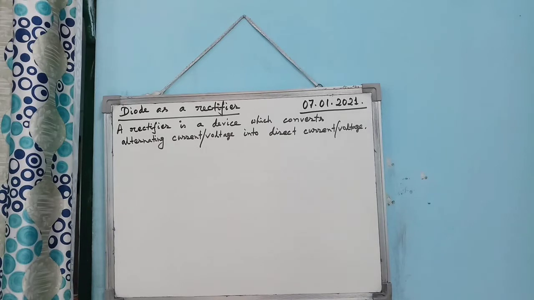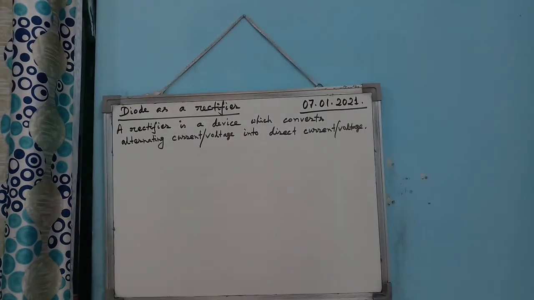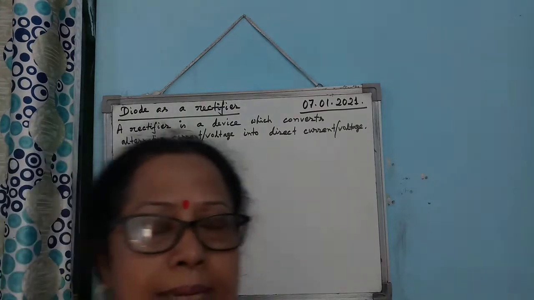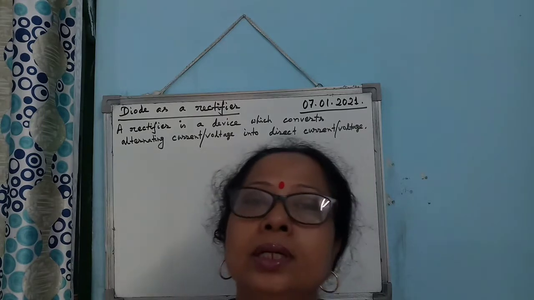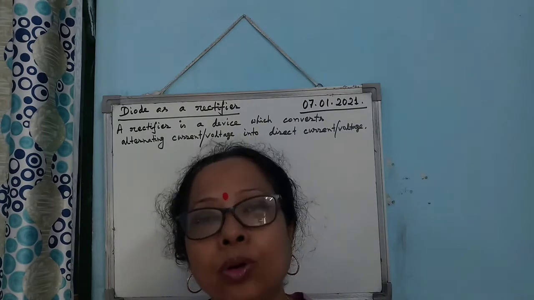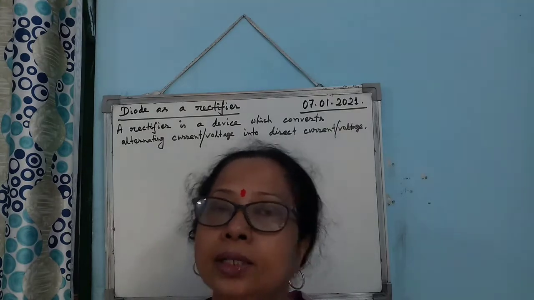Good morning, children. So, I'm starting the next topic of the junction diode chapter, that is diode as a rectifier. Now, what do you mean by the term rectifier? Rectifier means it is a device which converts alternating voltage or alternating current into direct current or direct voltage.